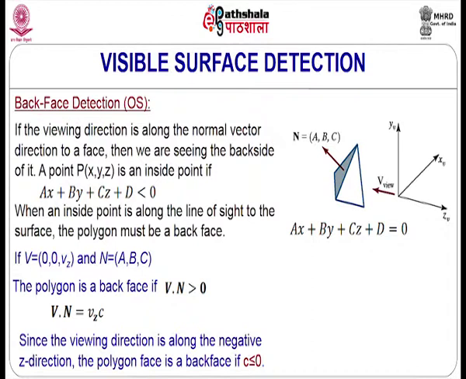A normal vector identifies the orientation of an object in the 3D world. So, the essence is that when your viewing direction and the normal vector direction of a plane are aligned with each other, or almost in the same direction, then we say that we are actually seeing the back side of it, the back face. We call it a back face.